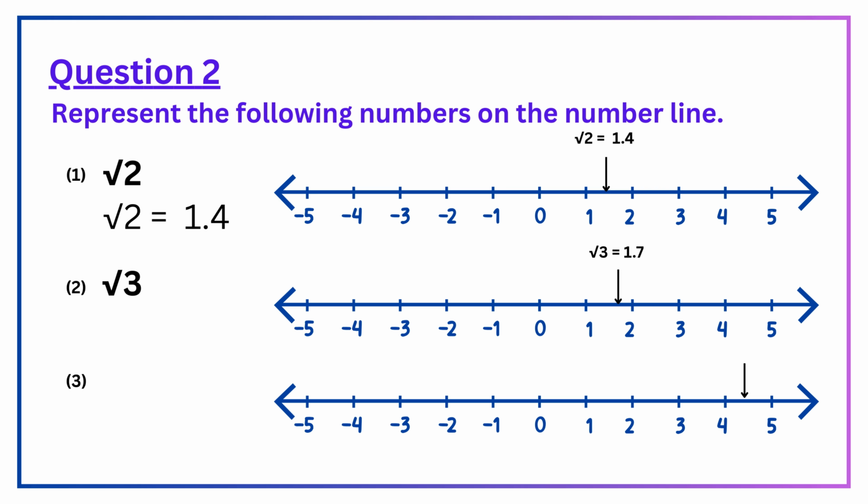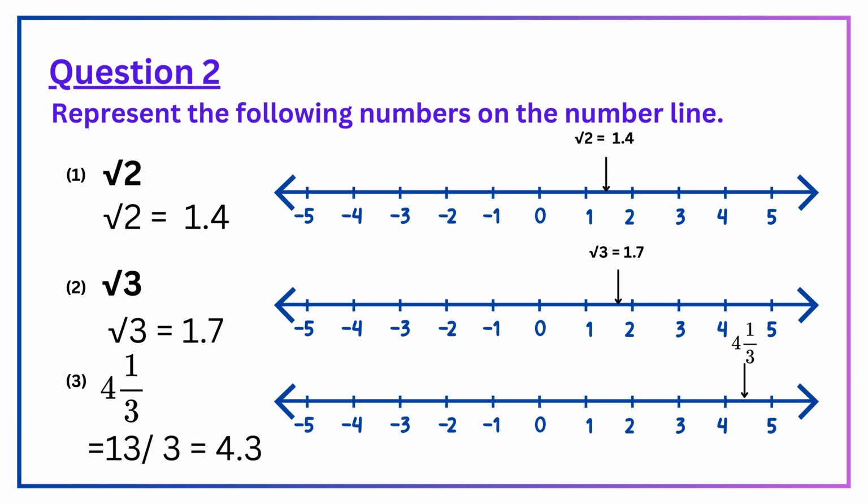Square root of 3, which is equal to 1.7, can be plotted on the number line between 1 and 2 at 7th point after 1. Now, 4 whole 1 by 3, it is a mixed fraction. 3 multiplied by 4 is 12, add 1 in it, then it becomes 13 by 3, which is equal to 4.3. To represent it on number line, place an arrow between 4 and 5 and write it at third point.